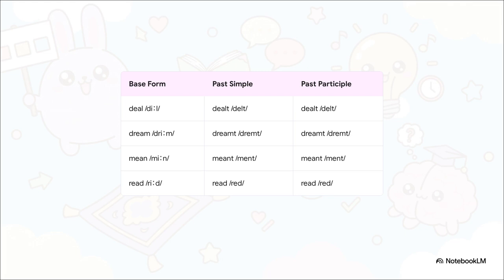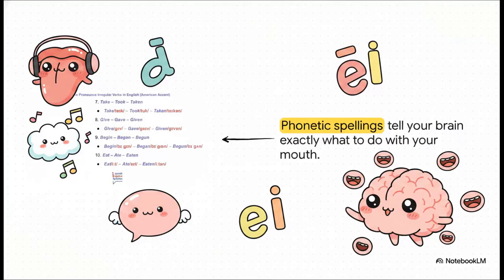Present tense, read. Past tense, read. Past participle, read. They look absolutely, completely identical on the page, but the past forms sound exactly like the color red. This right here is exactly why we cannot rely on spelling alone. Since the spelling is basically lying to us, phonetics are our best friend here.